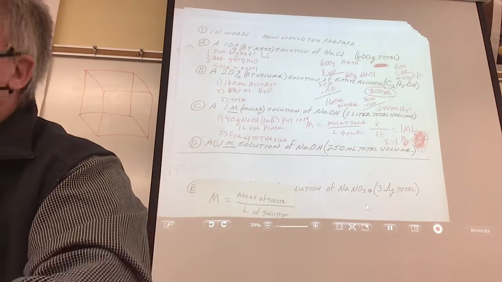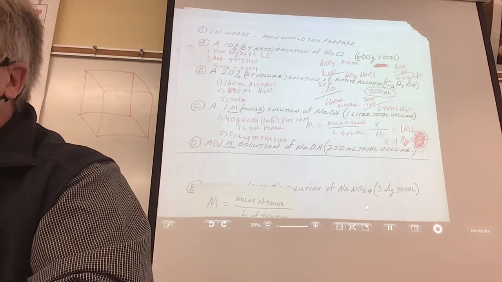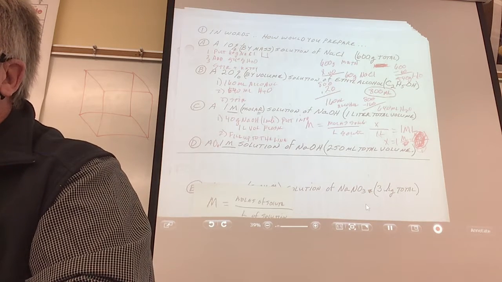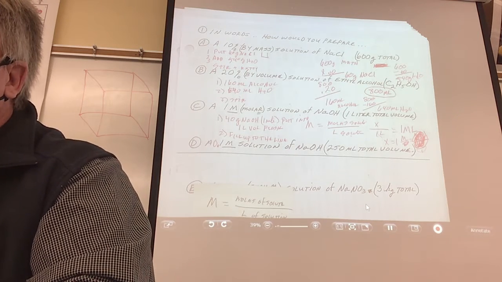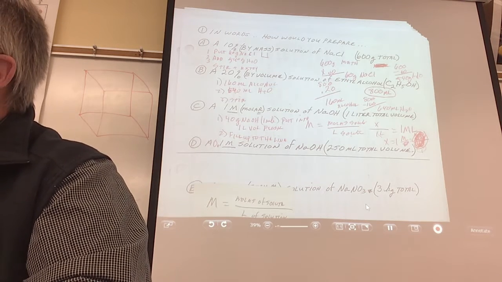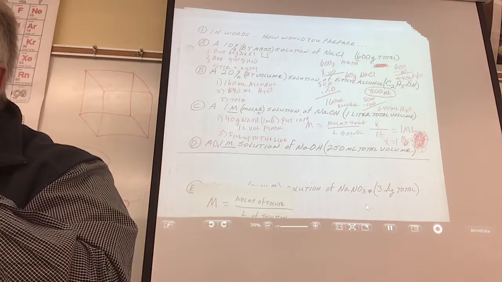You may have to use the equation on this and see if it works. Let's do a 0.1 molar solution of NaOH. I only need 250 milliliters total. So see if you can figure that one out.